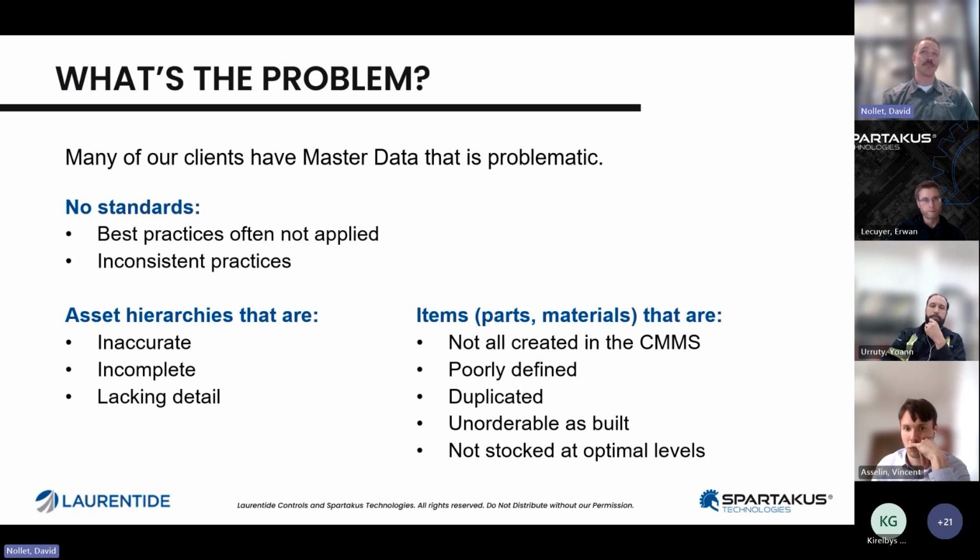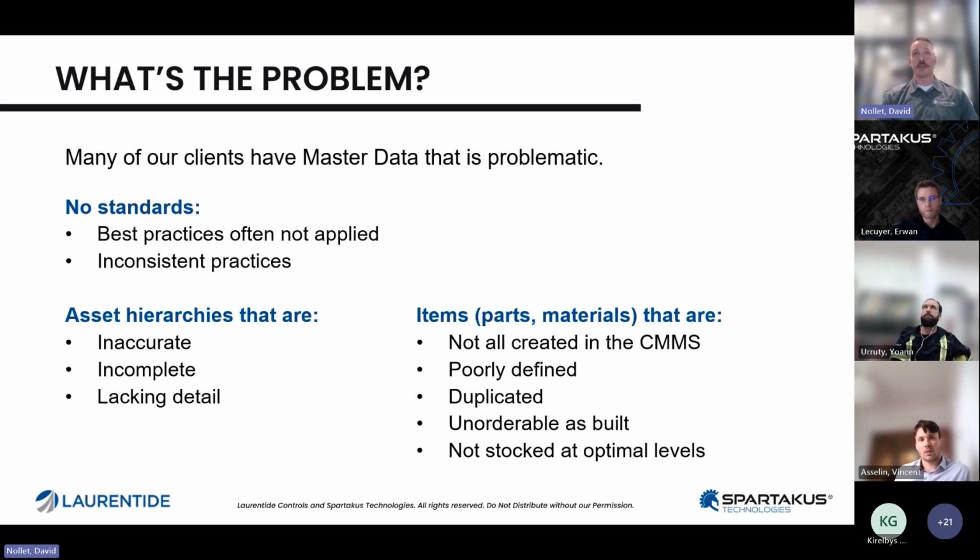Okay, we've got items or parts, materials, interchangeable terms for the same thing. We may have parts that aren't created in the CMMS. We might have parts that are poorly defined, so I've got one assembly that has 4 different bearings on it, and they're just called bearing, bearing, bearing, bearing. That makes it hard for my planners to identify which parts they need for a given job, right?